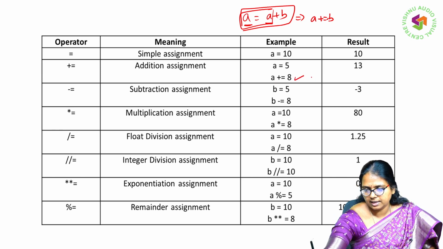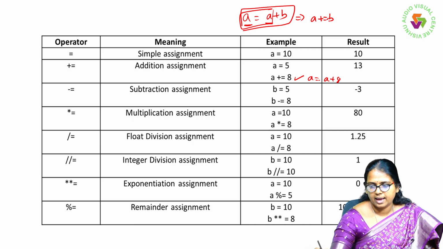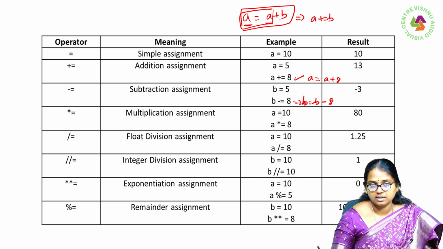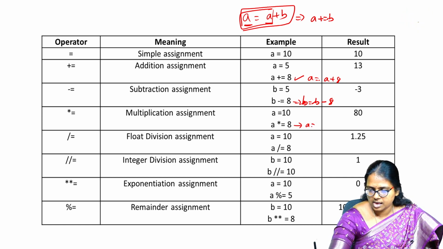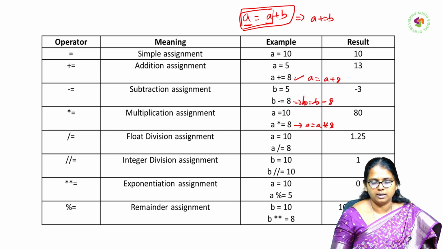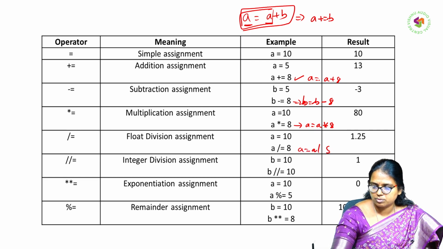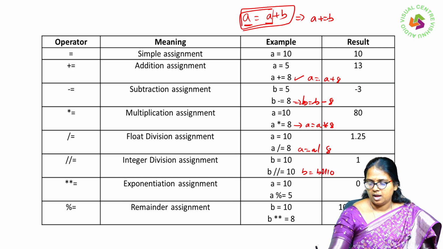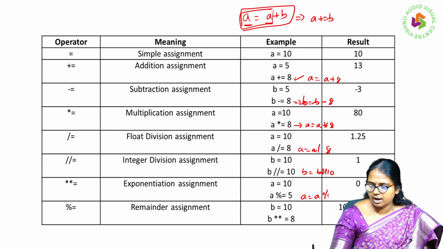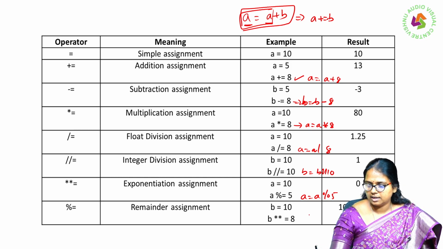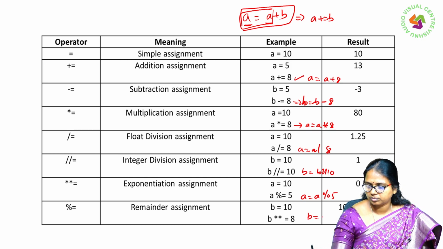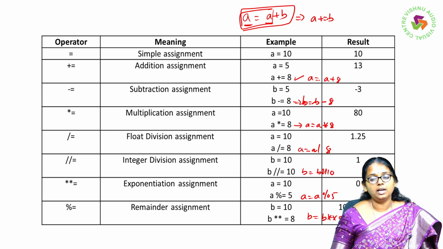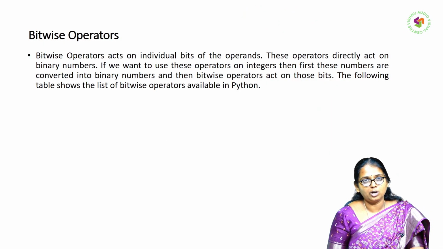So what does this statement indicate? A is equals to A plus 8. This indicates B is equals to B minus 8. This indicates A is equals to A into 8. This indicates A is equals to A by 8. This indicates B is equals to 10. This indicates A is equals to A percentile 5. This indicates B is equals to B power of 8. So like this it will continue. This is about the assignment operators.